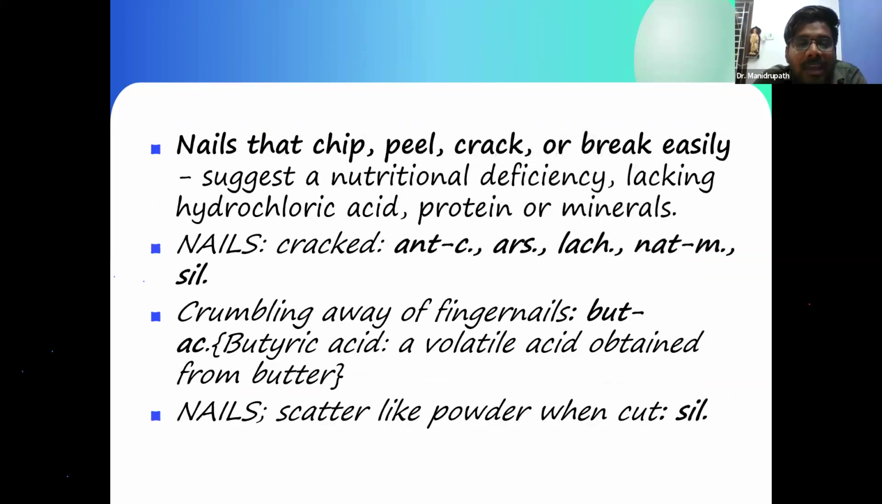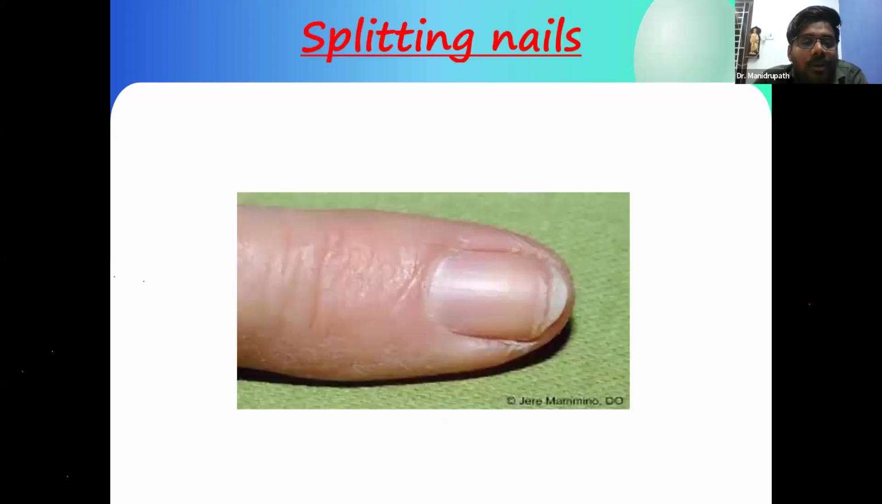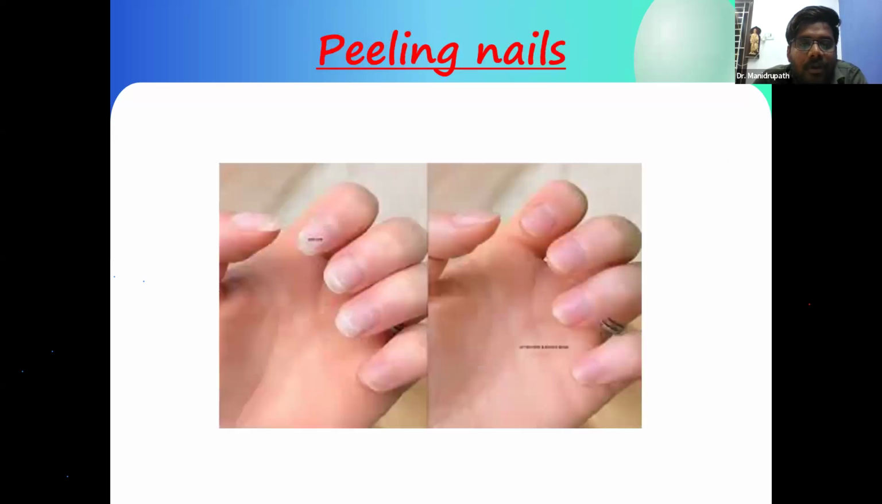Nails that chip, peel, crack or break easily suggest a nutritional deficiency, lack of hydrochloric acid, protein or minerals. The remedies: antimonium crudum, arsenic, lac caninum, nitric acid and silicea. Crumbling away of fingernails, butyric acid, a volatile acid obtained from butter actually. Nails scatter like powder when cut, silicea. Such brittleness you can see in this remedy. This is splitting nails. This is peeling nails.